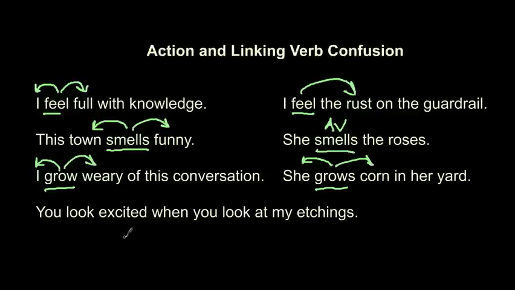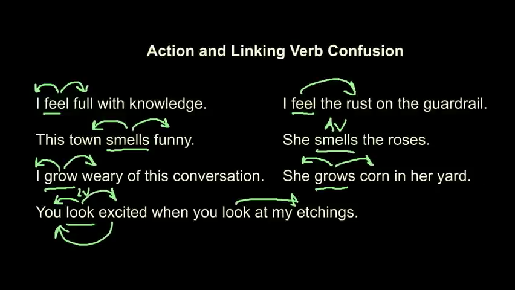You look excited when you look at my etchings. You look excited. This is in the state of describing the subject, right? In the state of looking excited. And that's a linking verb. This, you look at my etchings. This is describing something that you are doing. You are looking, using your eyes to look at etchings.